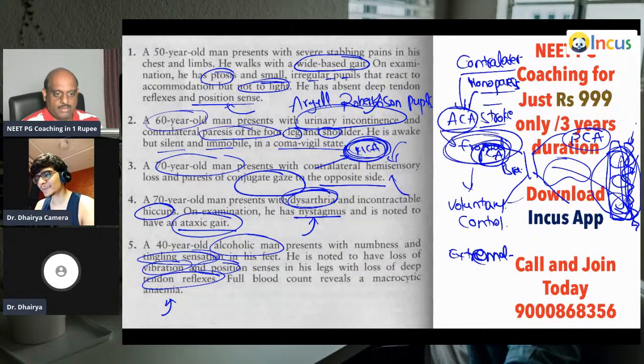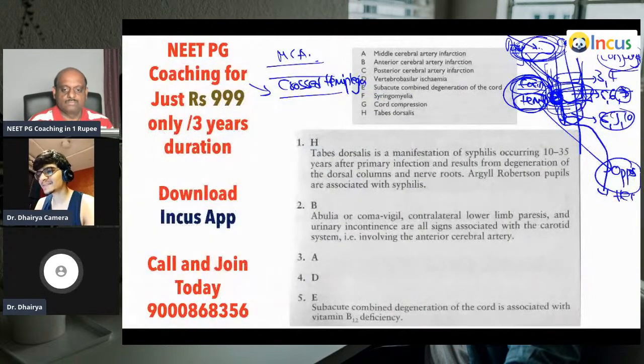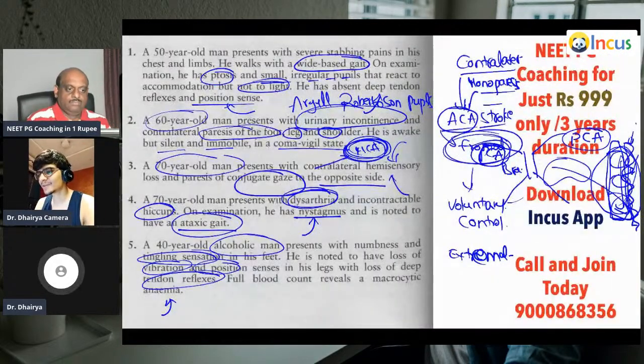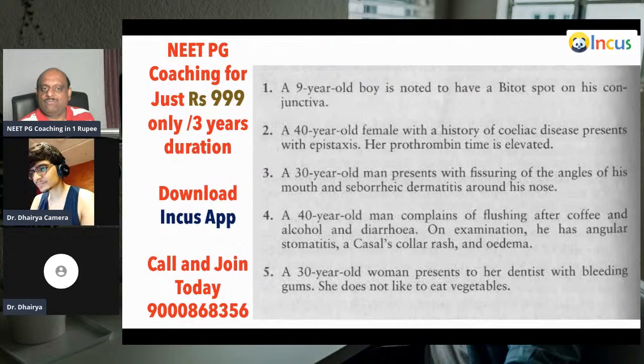So this patient coming with a macrocytic anemia along with the loss of deep tendon reflexes is indicative of a neuropathy. Along with that, he also has paresthesias. This is very much diagnostic of subacute combined degeneration of the cord due to vitamin B12 deficiency. Absolutely. Vitamin B12 deficiency. Now, these are easy 5 questions to pass through vitamin deficiency.